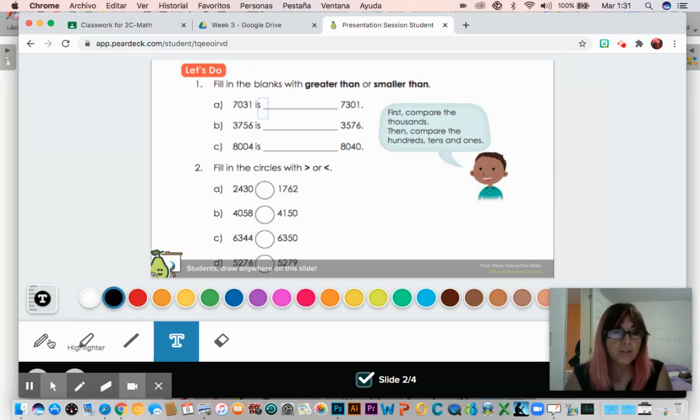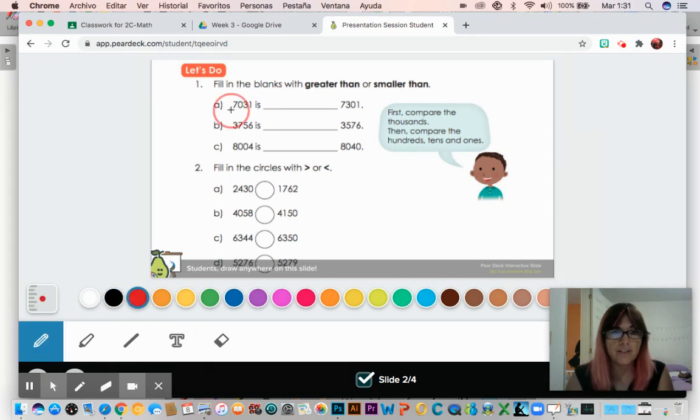So let's practice what I told you. Let's look first at the thousands, and they are the same. So that is not helping me. Now let's go to the next place. We have a 0 and we have a 3. Now, yes, we can compare. So if this is 0, is it greater, bigger, or smaller than 3? I cannot help you here.